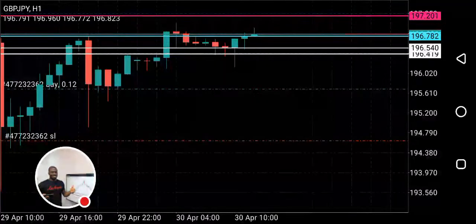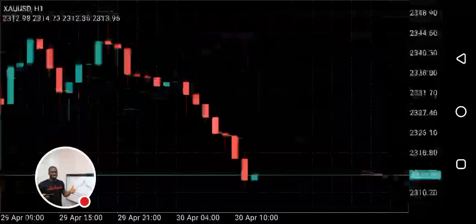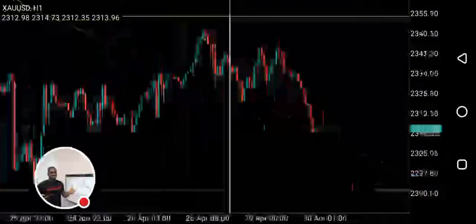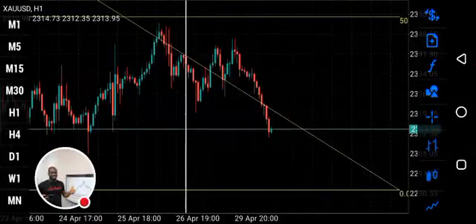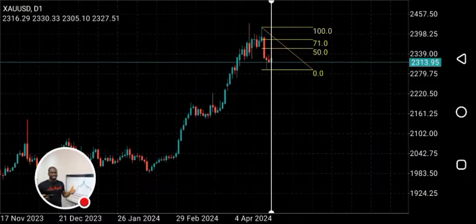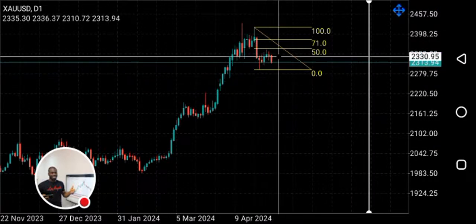Okay, let's look at gold. So gold right now is bearish. It is bearish, but I feel gold might still go bullish. It might, but right now it is bearish.